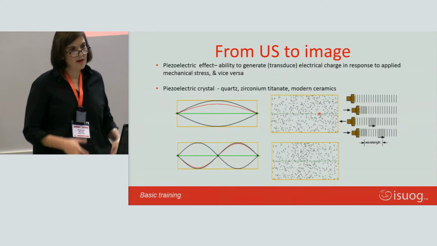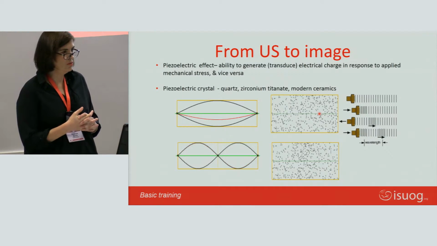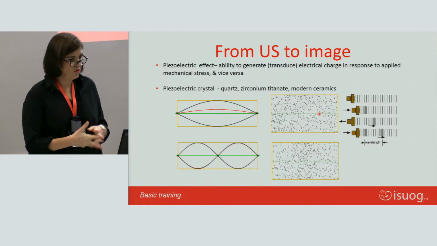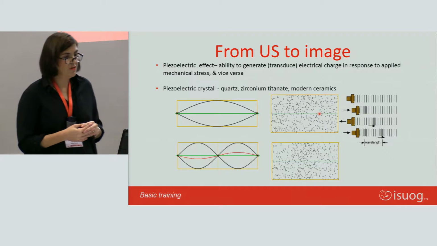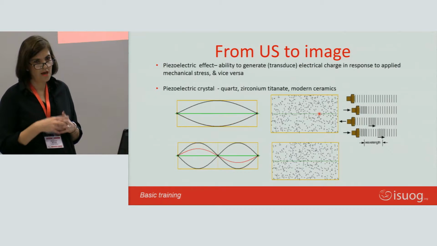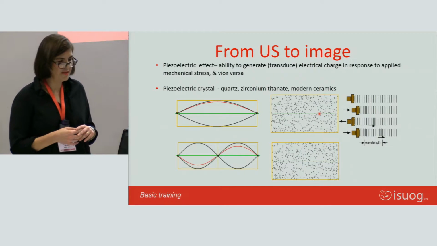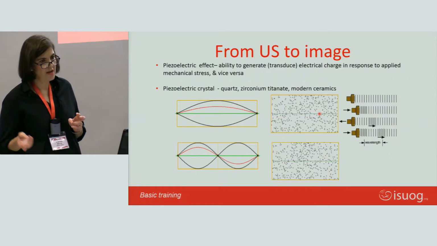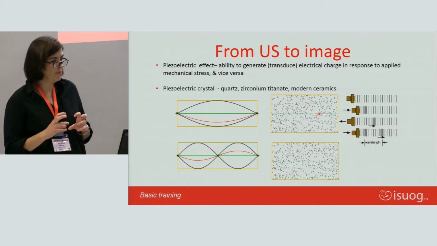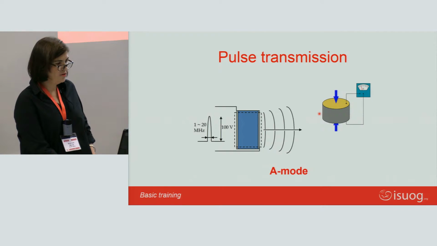Now, we know something about the physics of sound now, but how actually is that sound generated? Well, in our ultrasound probes, there are very specialized crystals called piezoelectric crystals. And they are made of quartz or modern ceramics. And when you apply a current to those crystals, they vibrate and create a sound wave. And this sound wave is then sent into the tissue and then returns to the probe and causes the crystal to contract and relax and then cause a small electrical current.